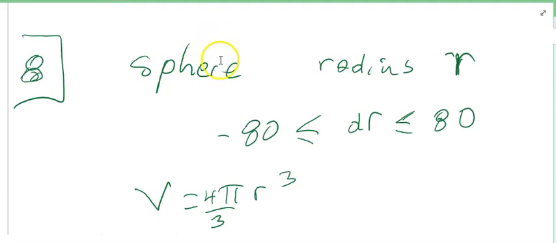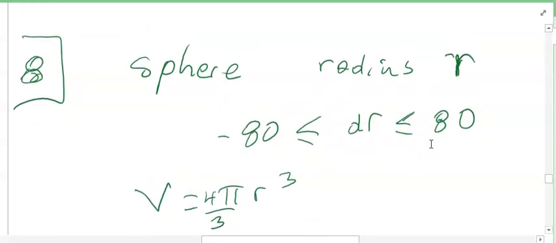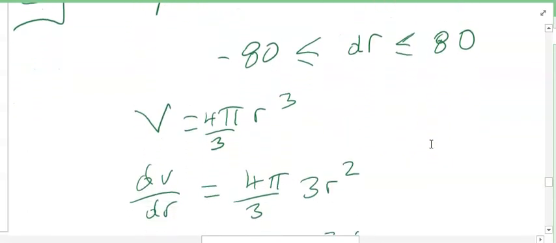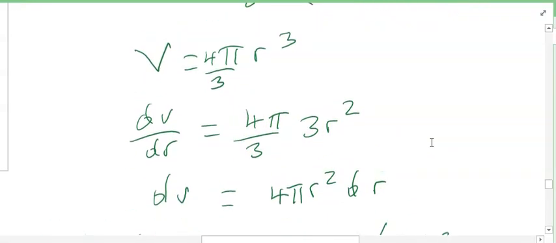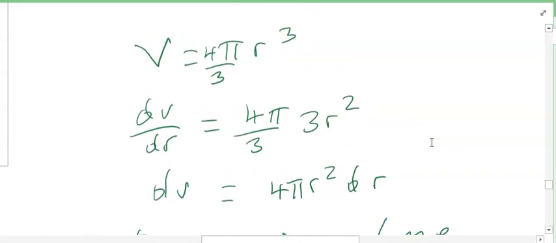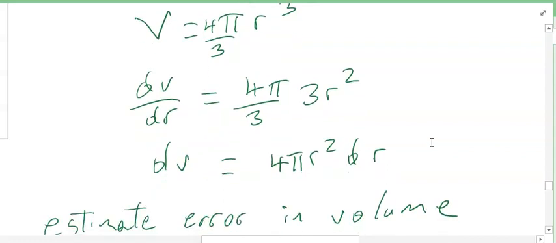We are told that the sphere, its radius r, has an error of about plus or minus 80. That means your dr would be from negative 80 to positive 80. The volume of a sphere is 4 over 3 pi r cubed. Taking derivatives, dV/dr will be equal to 4 over 3 times 3 pi r squared. So that's going to simplify to 4 pi r squared. So dV will be 4 pi r squared dr.